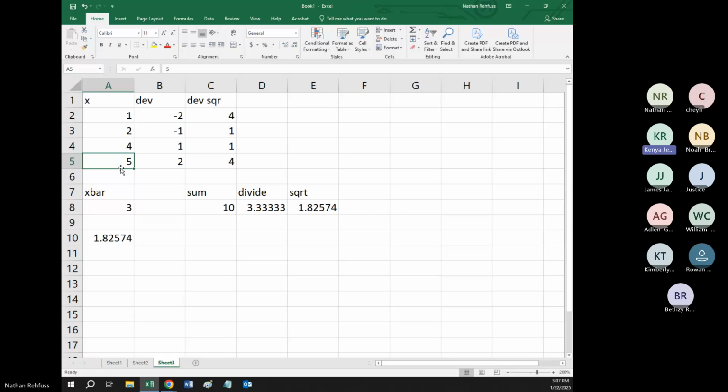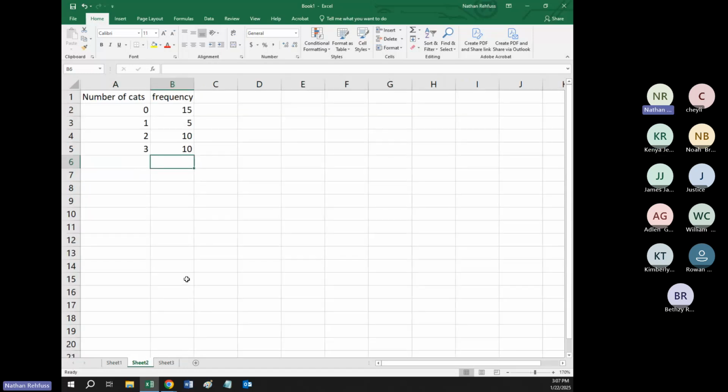Okay. So that's how to calculate a standard deviation. There's the slow way and the fast way. Now, why would I ever bother teaching you the slow way? Well, the fast way only works if you have a list of all your data points. So, if I have my cat problem, if I want to know the standard deviation, the mean was easy, right? Let's start by getting the mean.